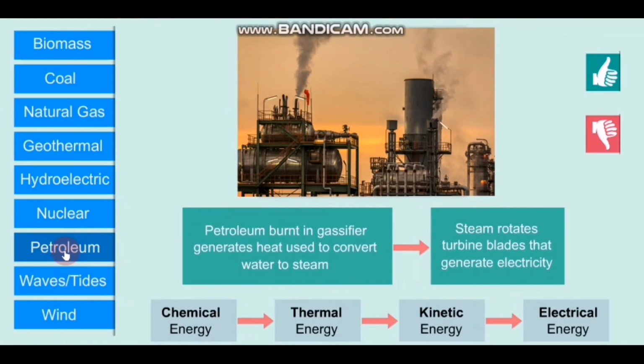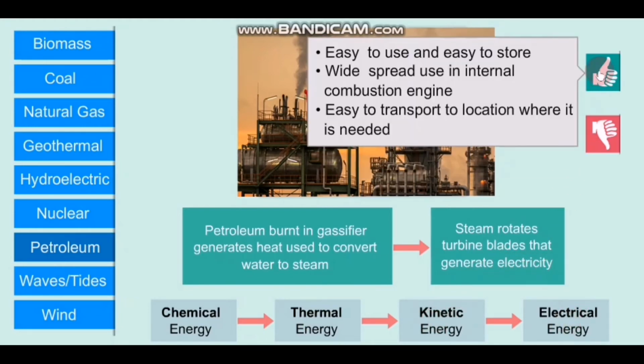Okay, then we go to the petroleum power plant. Petroleum which is dug from deep down the seabed is burned in the gasifier, generating heat that is used to convert water into steam, where the steam again rotates the turbine blade and generates electricity. The conversion of energy is from chemical energy, converted into thermal energy, into kinetic energy, and finally into electrical energy.